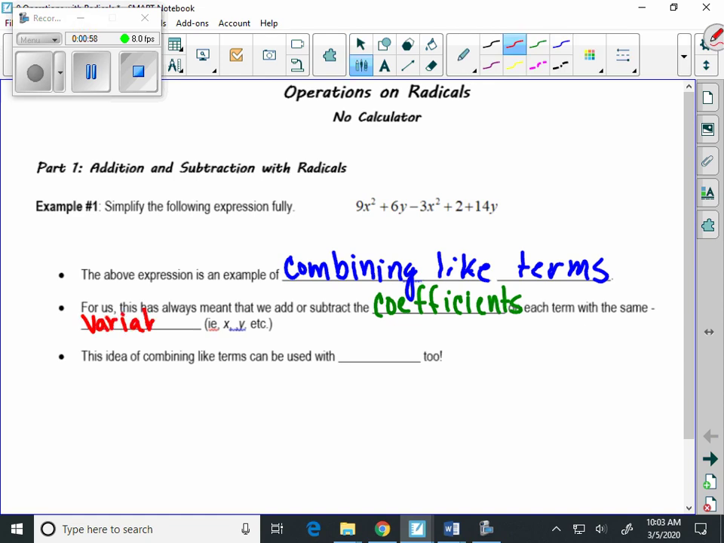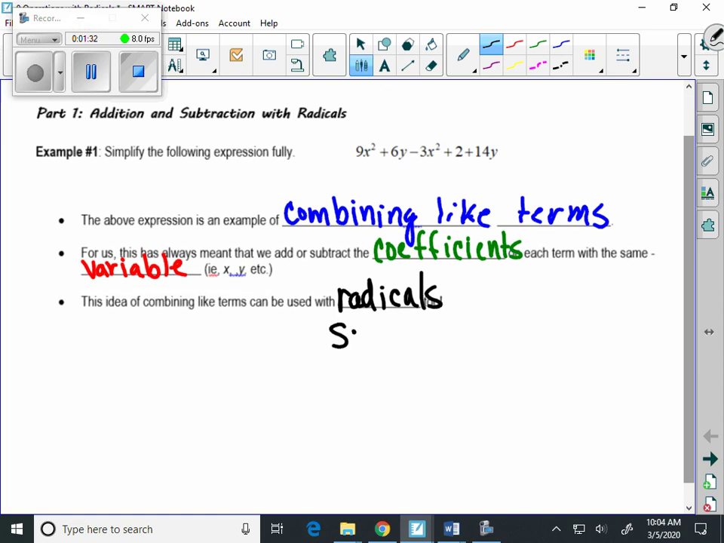So that means if we have a term with an x in it, then we can combine it with another term that only has x in it. Or it could be a y, or it could be an x squared. And then once we know how to do this with something like we did in Algebra 1, we can apply this same idea to radicals, which, by the way, if you don't like the name radicals, you can also call it a square root.